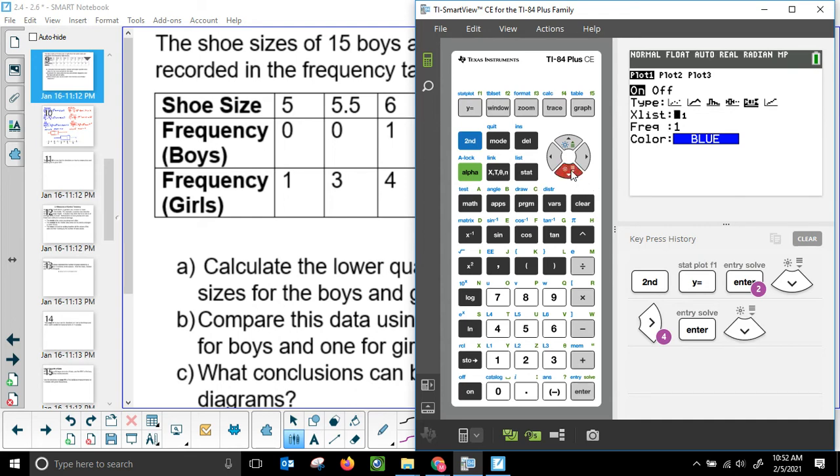My X list will be L1. My frequency list is going to be L2, so I have to hit second 2 for L2. And blue is fine because that one's going to be my boys, so I'm good there.